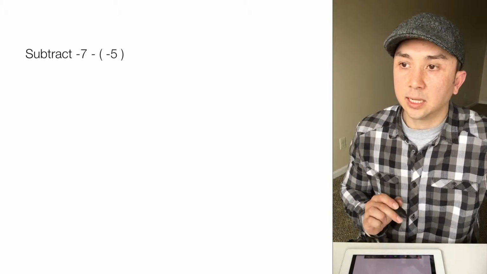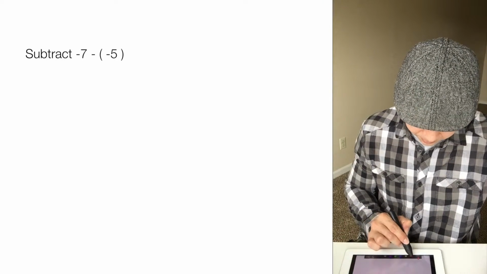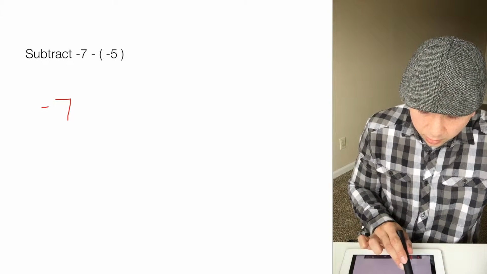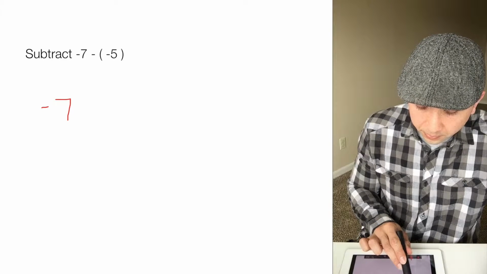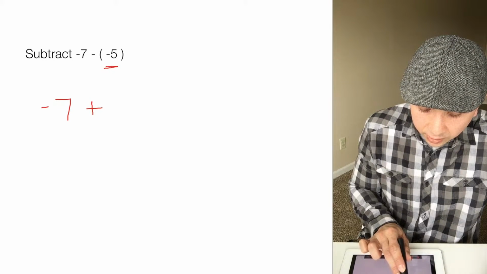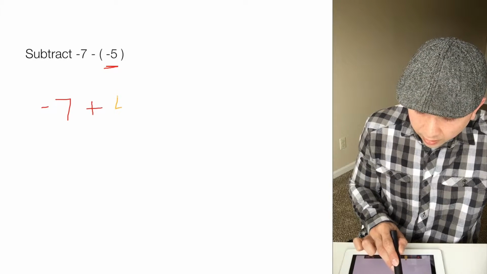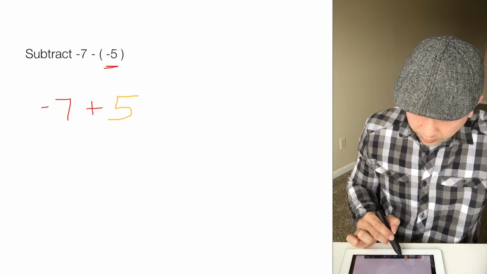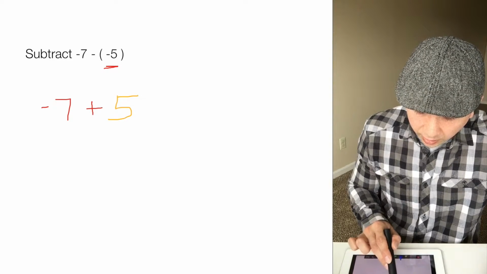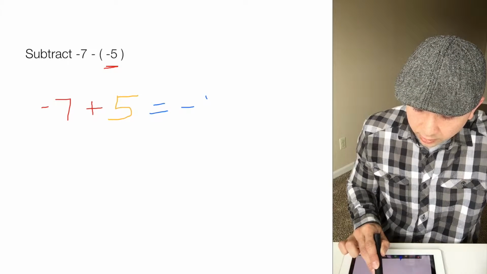So let's do an example. Let's subtract negative 7 minus negative 5. So here we have negative 7, and then we're going to rewrite this as plus the additive inverse of negative 5, which is 5. So now we're going to add negative 7 plus 5, which equals negative 2.